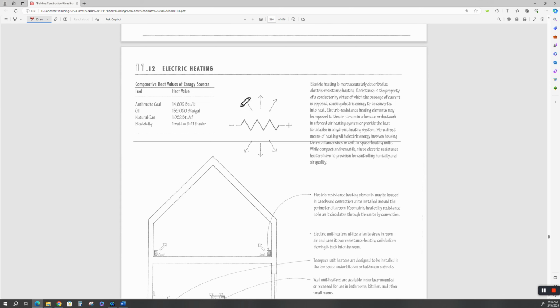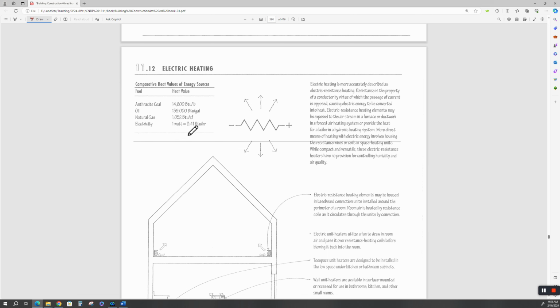Electric heating, all right. Comparative heat values of energy sources. Anthracite coal, you get around 14,600 BTUs per pound. Oil is 139,000 BTUs per gallon. Natural gas is, okay, I'll buy that. It depends on the density of the natural gas, but yeah, anywhere from 1,000 to 1,100 BTUs per cubic foot.